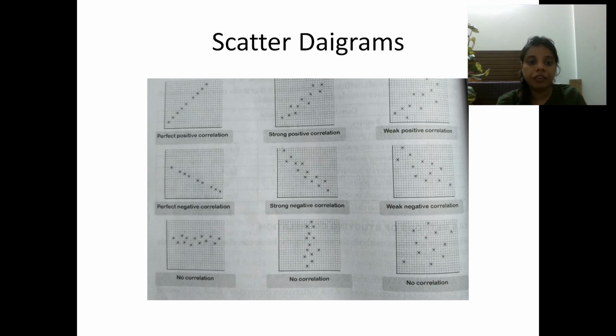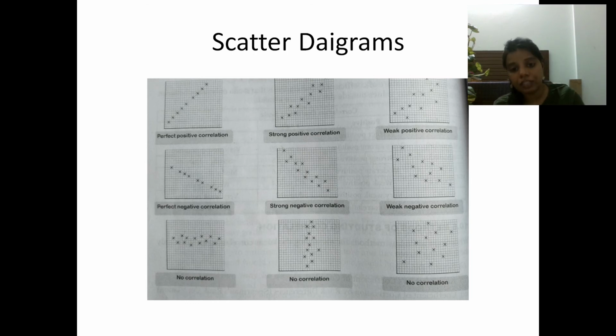Same with the negative. If we are getting a negatively sloped straight line, it means there is perfect negative correlation. If there is some spread, it means there is a strong positive or negative relationship. If there is a wide spread but still showing some pattern, positively or negatively sloped, it means it's a weak positive or negative correlation. But if it's showing a straight vertical or horizontal line, and all the values are just spread over the graph, it means there is no correlation.